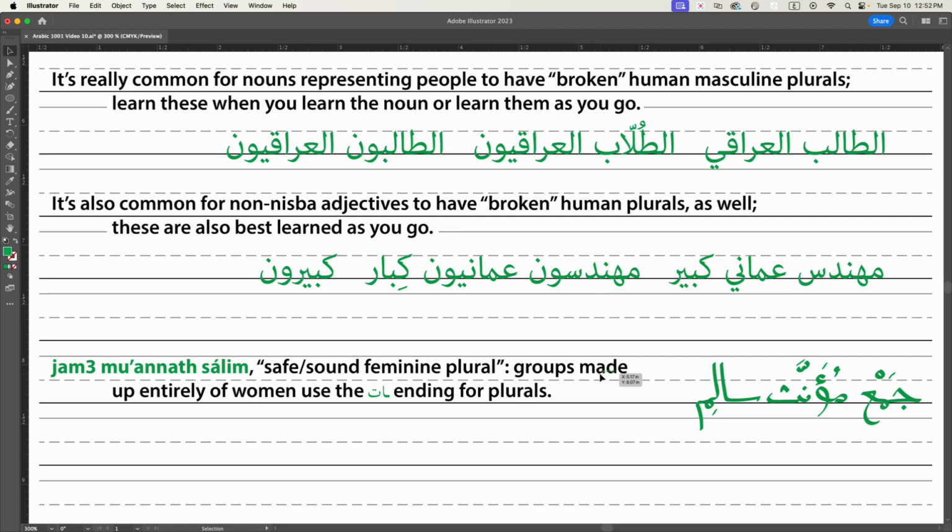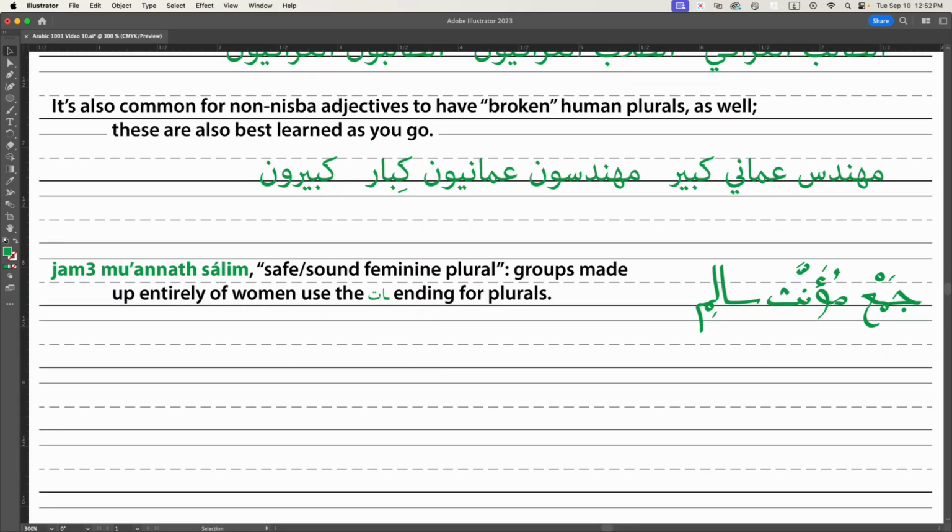Groups made up entirely of women use the at endings for plurals, and these are very, very regular, so they're easy to learn. So if the muhandas is a woman, we're going to call her a muhandasa, an engineer. In English, we just call them an engineer regardless of gender, but in Arabic, we want to mark gender. So the plural is muhandasat. Ta marbuta changes to alif ta. This is very, very common. So muhandasat is a group of 3 or more people. Remember, we'd use the dual if there was only 2 of them, who are engineers and who are all women.